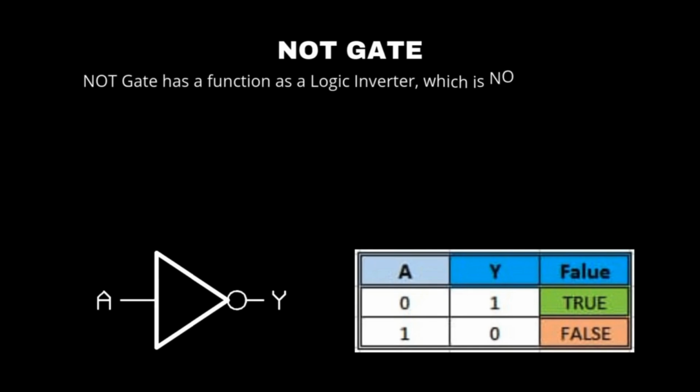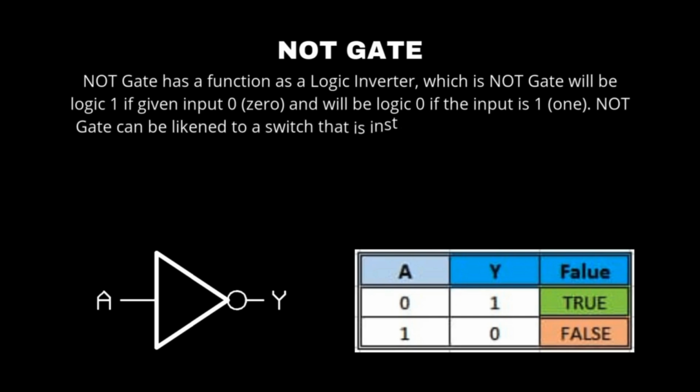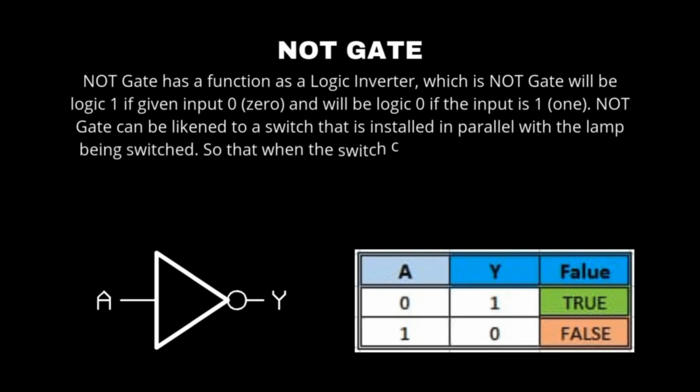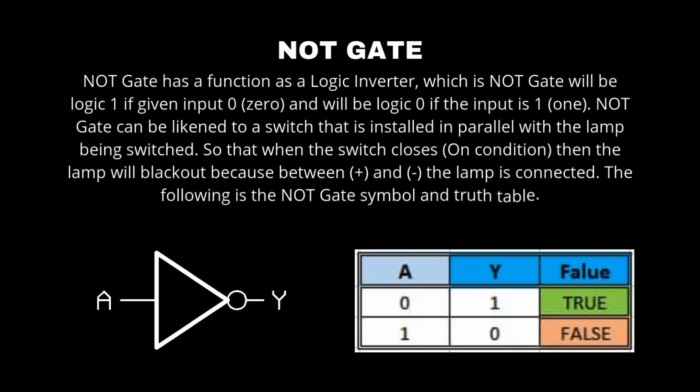NOT gate. NOT gate has a function as a logic inverter, which means NOT gate will be logic 1 if given input 0, and will be logic 0 if the input is 1. NOT gate can be likened to a switch that is installed in parallel with the lamp being switched, so that when the switch closes, then the lamp will black out because between plus and minus the lamp is connected. Here is the NOT gate symbol and truth table.